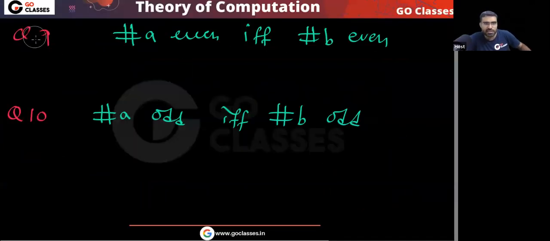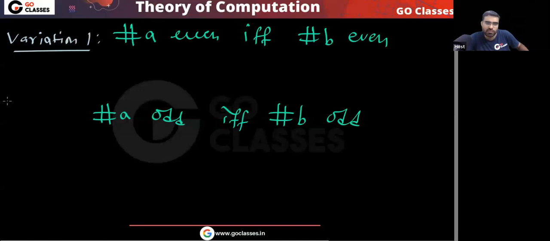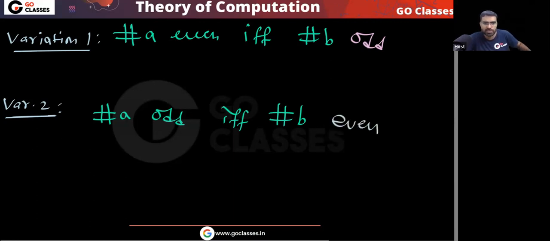Can I create some variation? What variation is possible? Variation 1, variation 2. See, these are the variations possible. For example, here you can put odd, and here you can put even. Now tell me what will be the language.